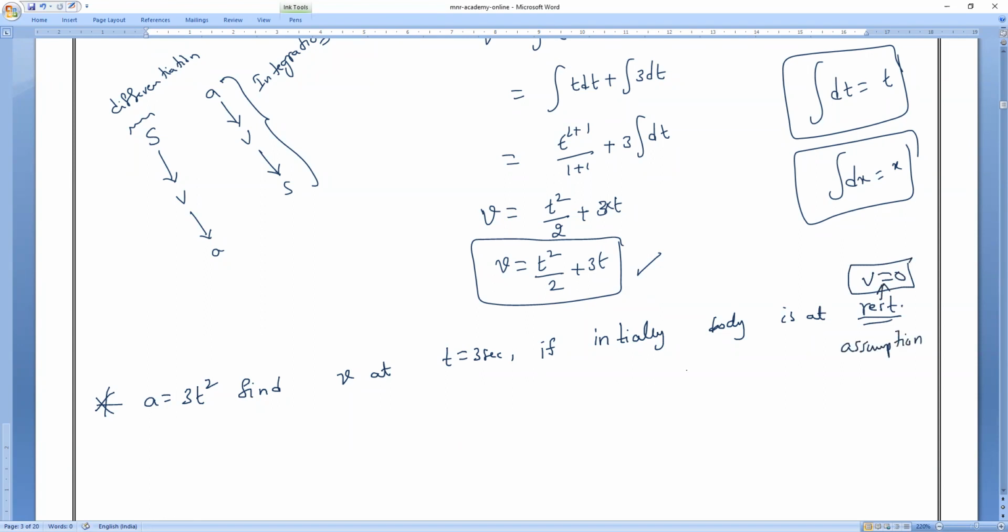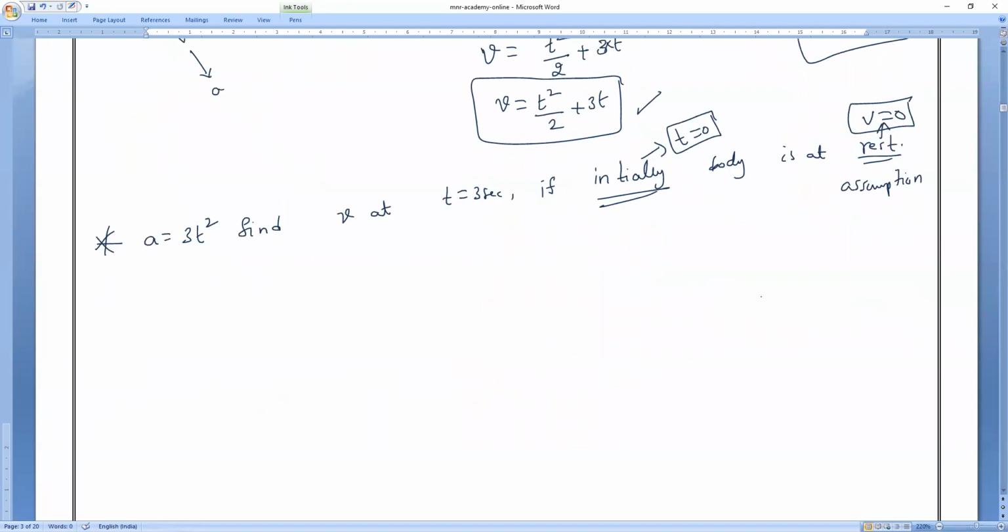Clear everybody? Initially the body at rest, and initially means time is equals to zero. You should understand that from the question; I should not have to say it. So v is equals to integration of a dt. Now it does not have limits, so it is called definite or indefinite? Indefinite. So apply integration of a. It's not a dt, you just take a.